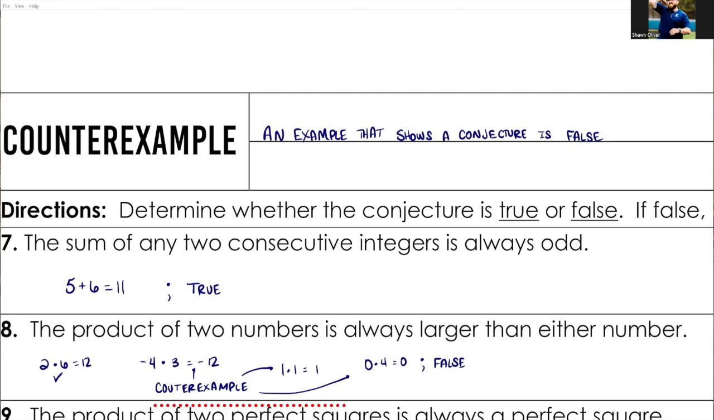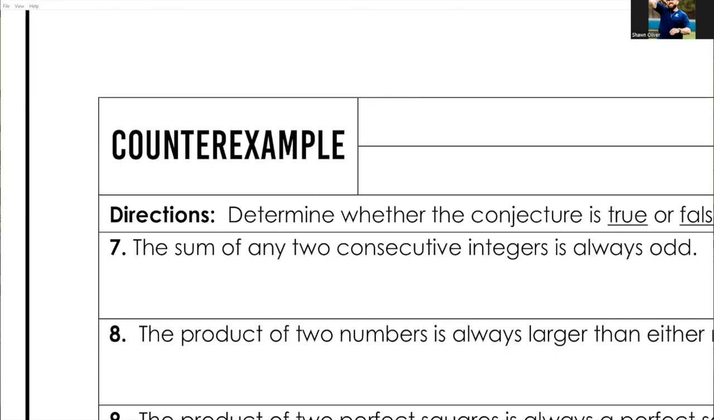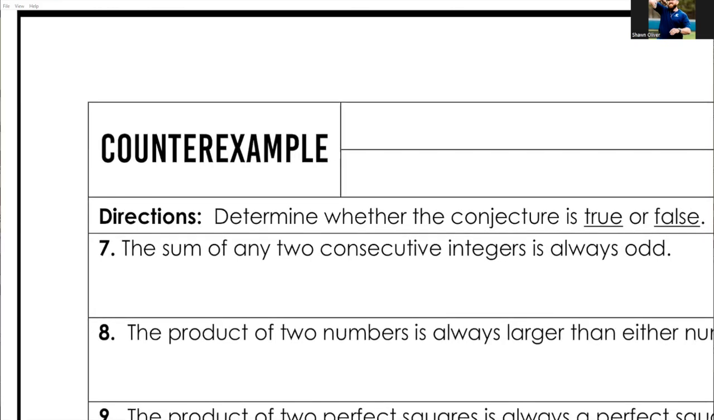Okay, so a counterexample is an example that shows that a conjecture, which is simply an educated guess based on patterns, which making a guess based on patterns is inductive reasoning. All we got to do is prove it false with one counterexample. You may have to go through a couple patterns in your brain to see if it works. Okay. You got the first one.